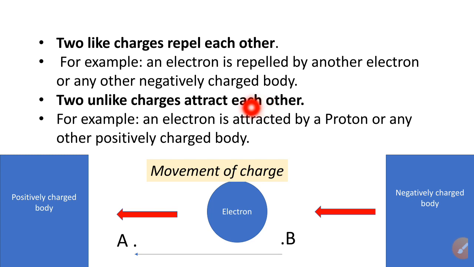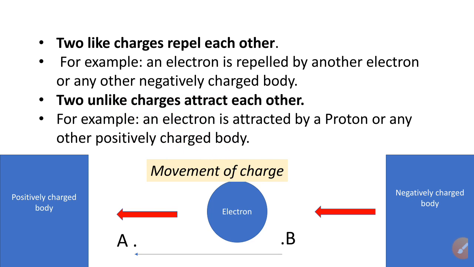So an example is given here. One electron can attract the other proton. Okay, one electron can be attracted by a proton or any other positively charged body. That means if we have a positively charged body, then this positively charged body will attract an electron or any other negatively charged body. So there is attraction between two unlike charges.